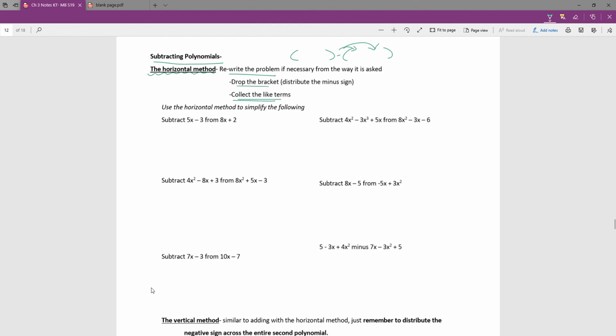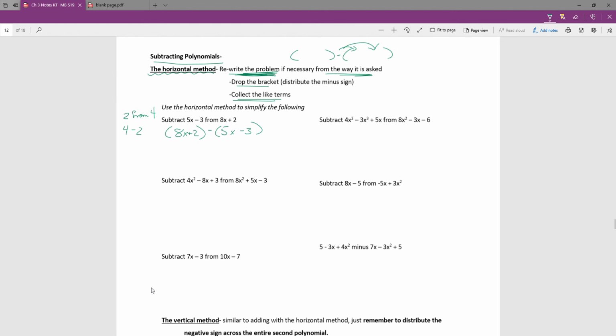In this one, if you wanted to subtract 2 from 4, how would you write that? Remember, order matters in subtraction. Well, you'd have 4 minus 2. So same thing here. We want to subtract this 5x minus 3 from 8x plus 2. So that's why it says rewrite it if necessary from the way that it's asked.